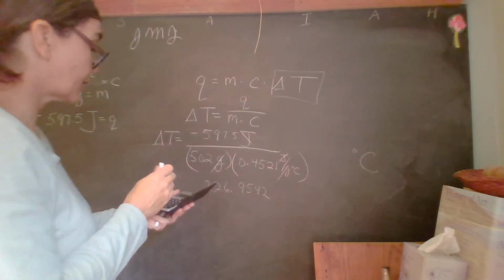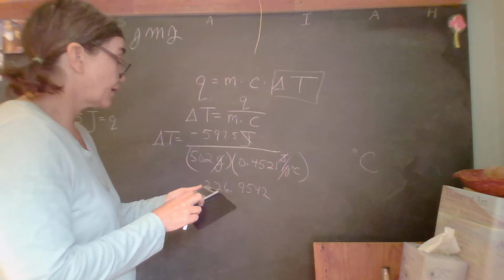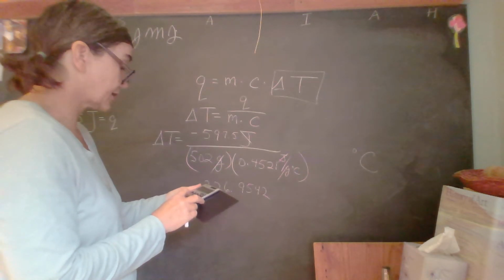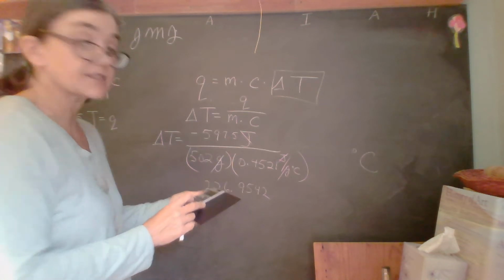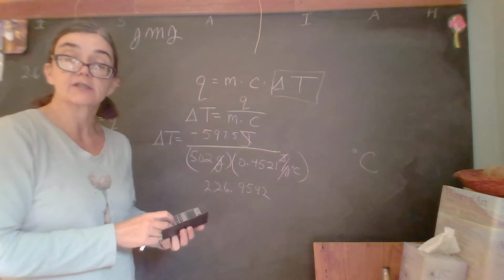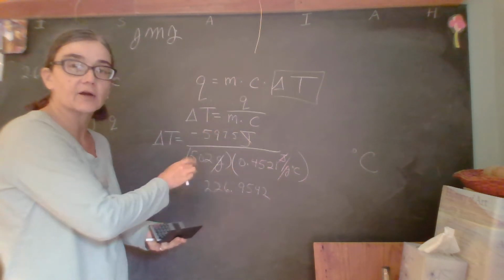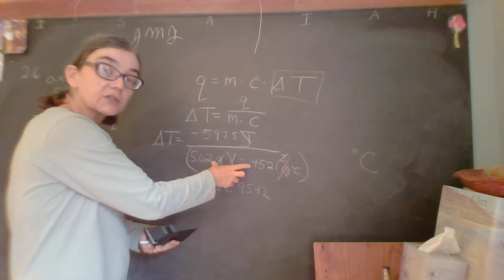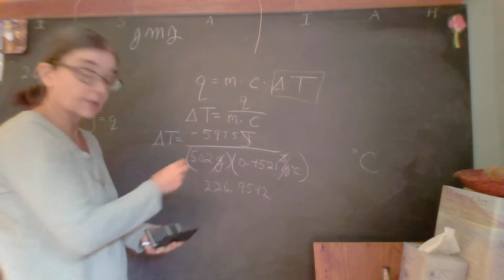And now I'm going to divide 7.5 divided by 226.9542. This calculator won't let me use parentheses. So since I couldn't use parentheses to multiply my denominator before I divided the numerator, I multiplied these and wrote down that answer, and then I'm dividing the numerator by that answer.